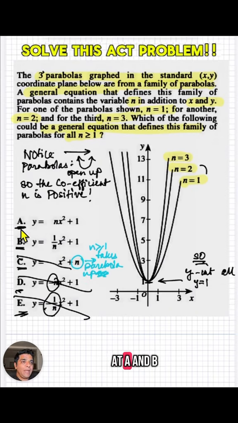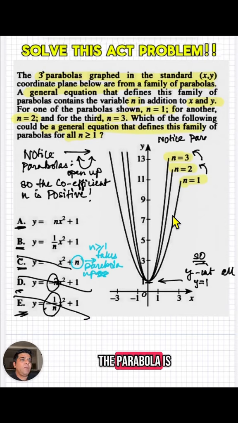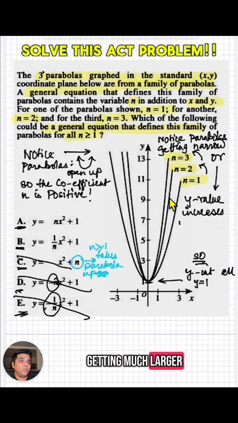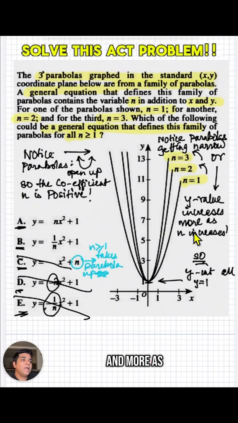Now let's look at a and b. As you go from the first to the second to the third, n is 1, 2, 3, and you notice how the parabola is getting narrower. What that means is the y value is increasing more and more as you go from one parabola to the other. If you take the same x value, you notice that the y value is much larger in the second and even larger in the third. It increases more and more as the n value increases. So the only way that's possible is if this n is a whole number and not a fraction.